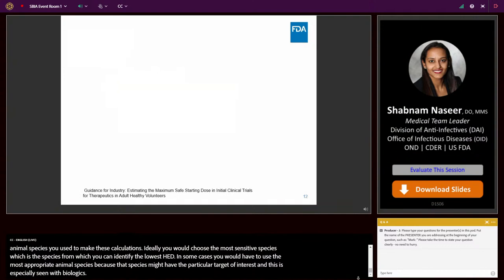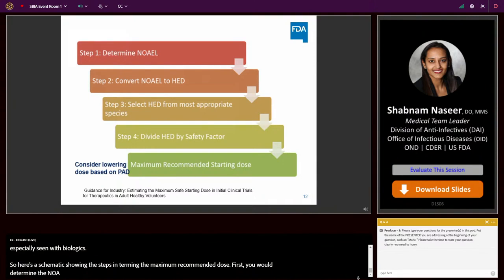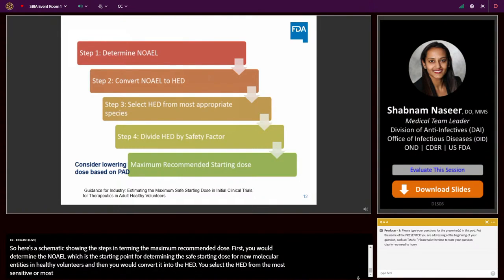So here's a schematic showing the steps in determining the maximum recommended dose. First, you would determine the NOEL, which is a starting point for determining a safe starting dose for new molecular entities in healthy volunteers. Then you would convert that into the HED. You select the HED from the most sensitive or most appropriate species, and then you choose a safety factor. Then you divide the HED by that safety factor to come up with a maximum recommended starting dose.